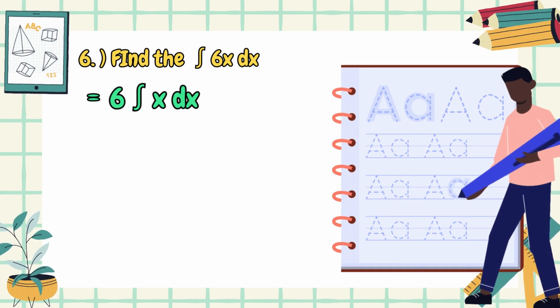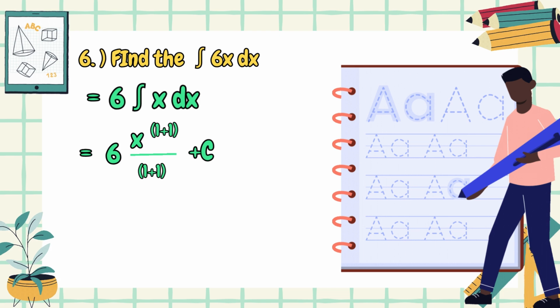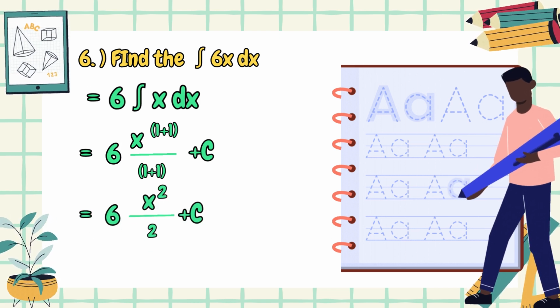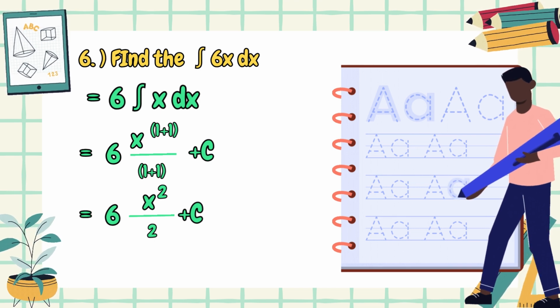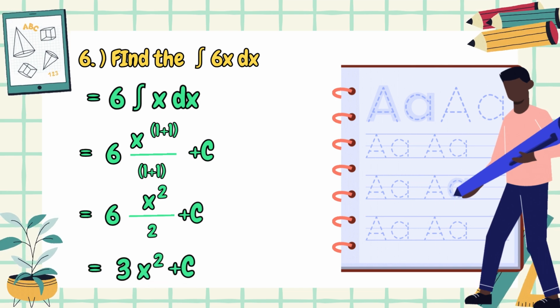Following the power rule, x will become x raised to 1 plus 1 over 1 plus 1, which would give us an antiderivative of x raised to 2 over 2 plus c. And then, multiply the constant multiplier, 6, back to our answer, and simplify 6 and 2, which will give us an antiderivative of 3x raised to 2 plus c.